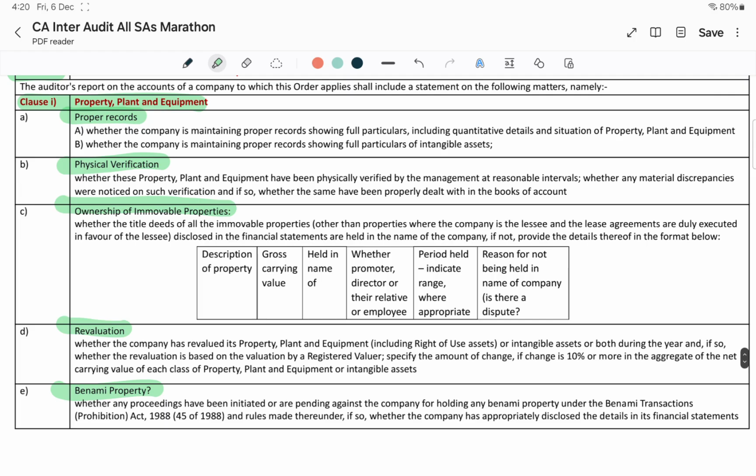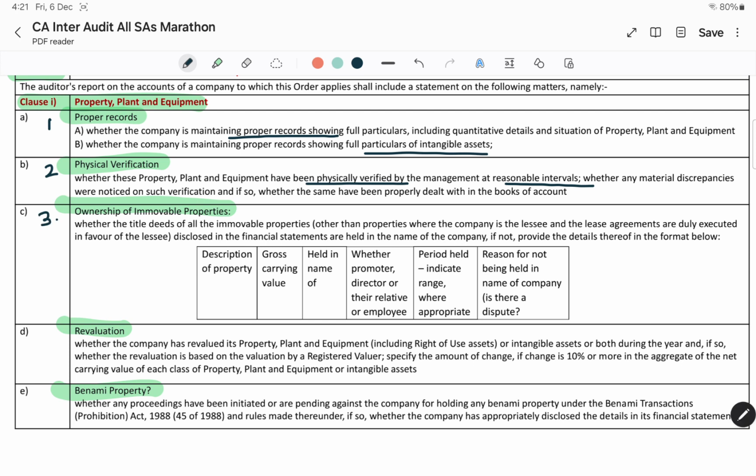So the first is a proper record. In that, check whether the company is maintaining a proper record showing full particulars including quantitative details and the situation of the property, plant and equipment, and whether the company is maintaining a proper record showing full particulars of intangible assets. Second is physical verification. Whether this property, plant and equipment have been physically verified by the management at a reasonable interval, whether any material discrepancies were noticed on such verification, and if so, whether the same have been properly dealt with in the books of account.